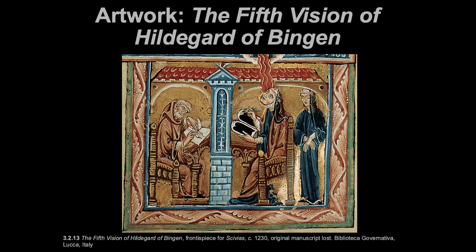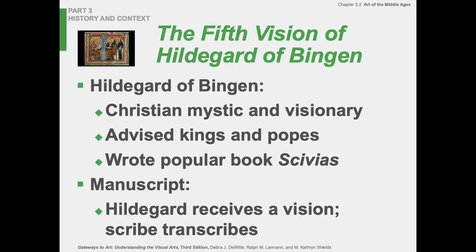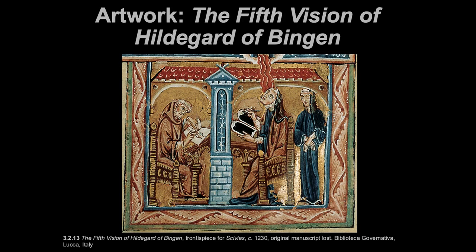This is the fifth vision of Hildegard of Bingen from 1230. She was a popular German nun that had visions. So this is depicted here, but you can see how stylized this has gotten, and like this chair has just gotten strange. I feel like the artwork gets stranger and stranger. So she advised kings and popes. She wrote a popular book. This was destroyed in World War II, the actual original copy of the book, but there are copies. So she receives a vision, and a scribe transcribes her vision over here. So this is kind of very typical. She's receiving the vision there, this sort of looking like a floodwater or waterfall, and then over here the scribe is writing it down.